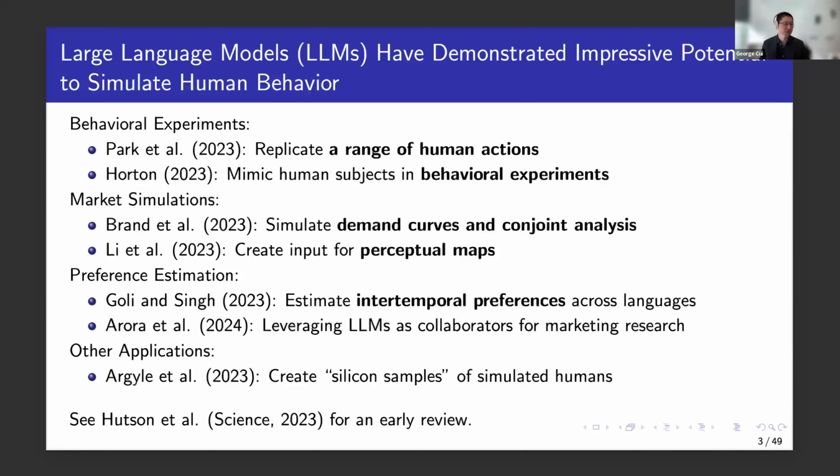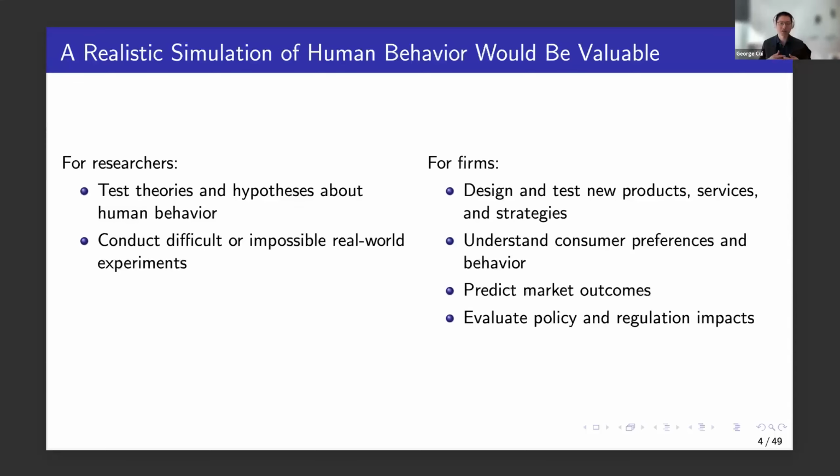For researchers, it means that we can test theories and hypotheses about human behavior at a relatively faster pace and at a lower cost. It also means that it's possible to evaluate scenarios where it would otherwise be difficult or impossible to conduct real-world experiments because of either cost constraints or ethical constraints.